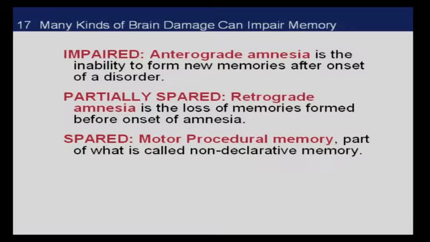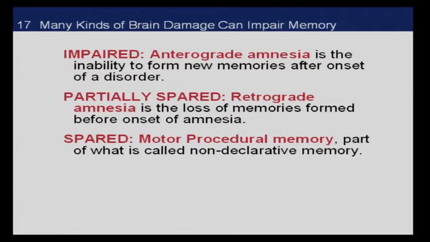Okay, so that's what we're referring to in anterograde amnesia, or memory impairments for this kind of consciously recalled information. I'm going to call it declarative memory. Retrograde amnesia for the same kind of information is partially spared. We talked about that. But now we know that also spared is what we call motor procedural memory.